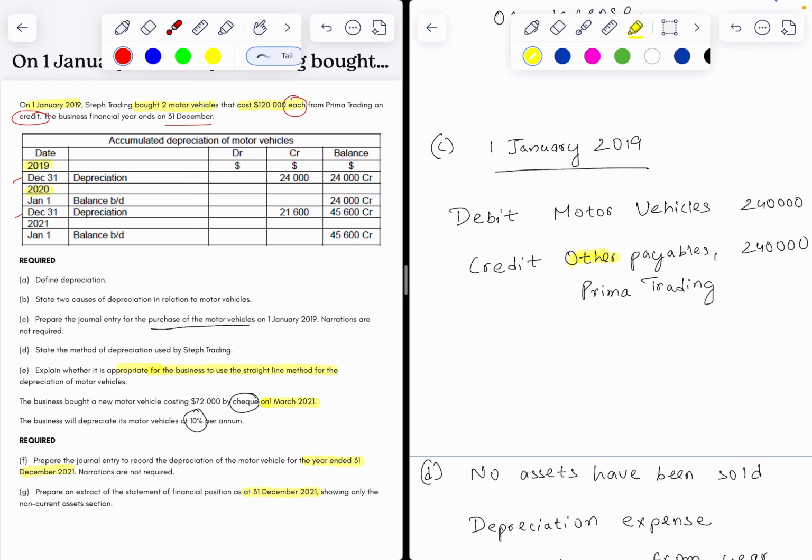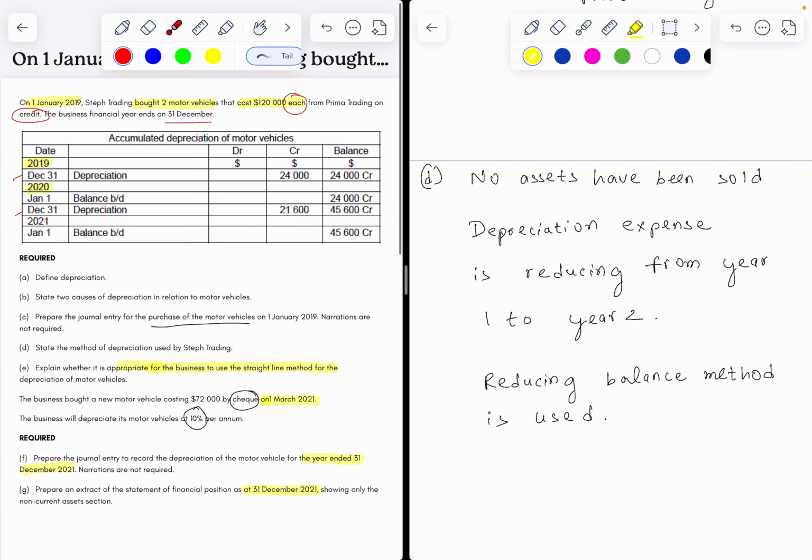All right. And we owe these guys $240,000 as well, and we're crediting them obviously because liabilities have increased. All right. What about part D? State the method of depreciation used by Steph Trading.